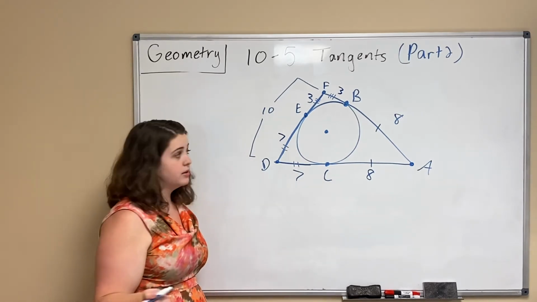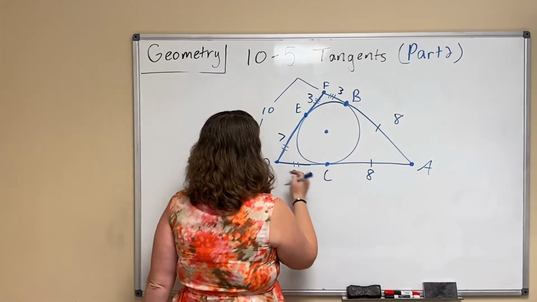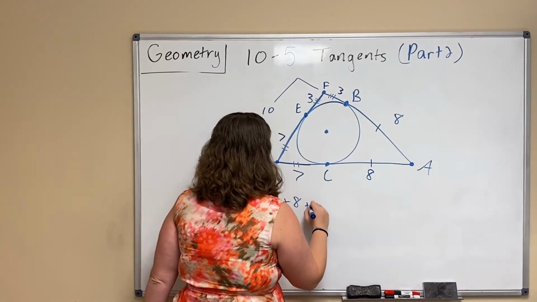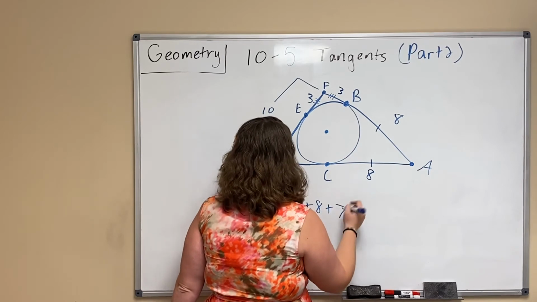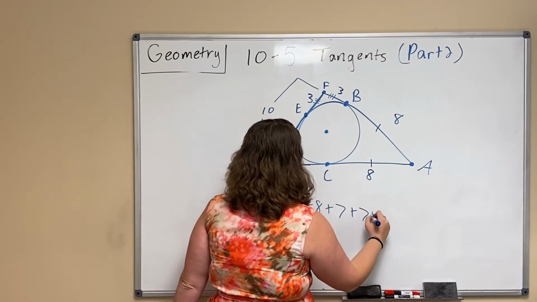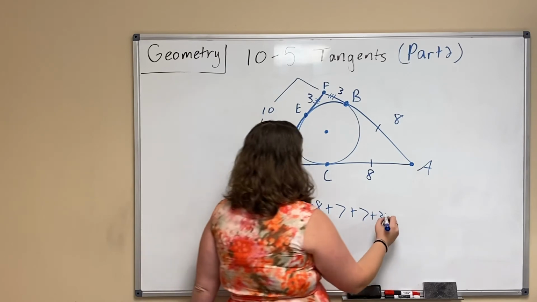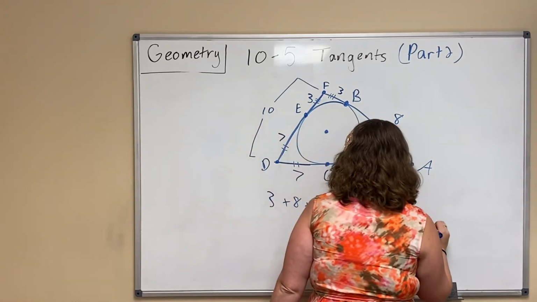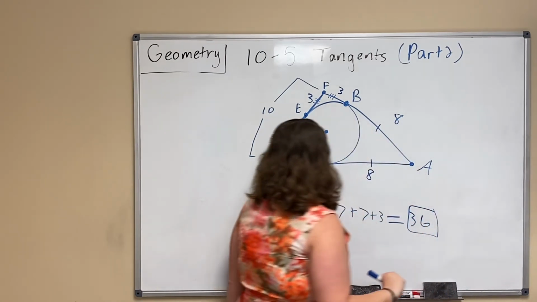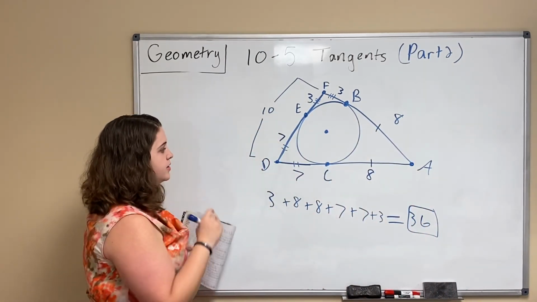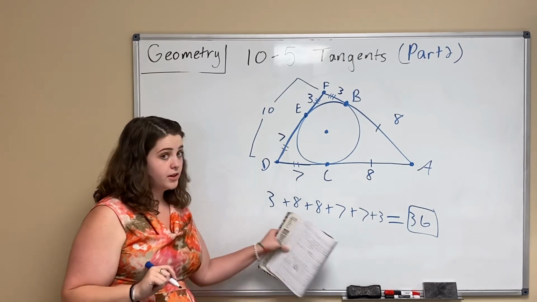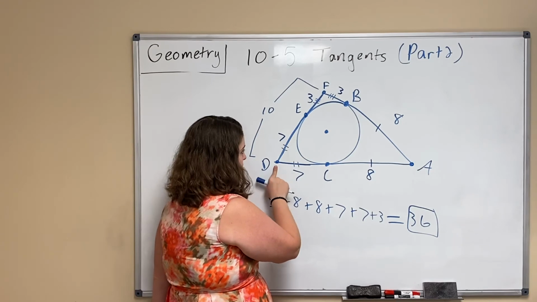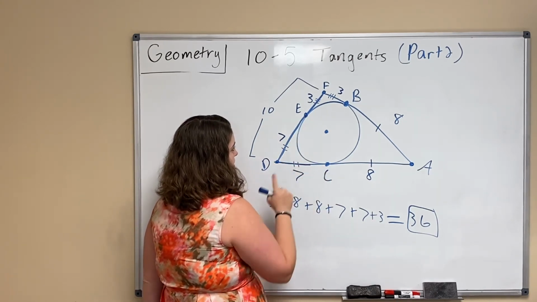Now to find the perimeter, I just add up each of the sides. So I'm going to go 3 plus 8 plus 8 plus 7 plus 7 plus 3. When we add that all the way up, that's going to give me 36 as the perimeter of this triangle. Now we figured that out because we know that when two tangents come from the same point, they're going to be congruent.